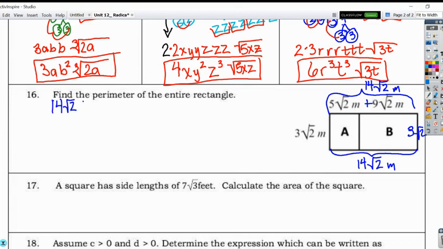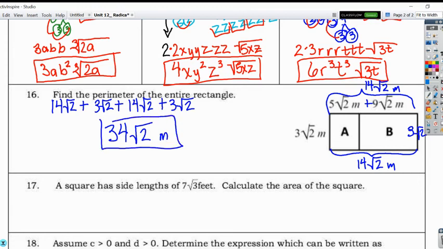That length, 14 square root of 2, plus my width, 3 square root of 2, plus my length, 14 square root of 2, plus my width, 3 square root of 2. We get to add all of these together. So 14 plus 3 makes 17, plus another 14 puts us at 31, and plus another 3 as those coefficients come along gives us 34 times the same old square root of 2, and these units were in meters.